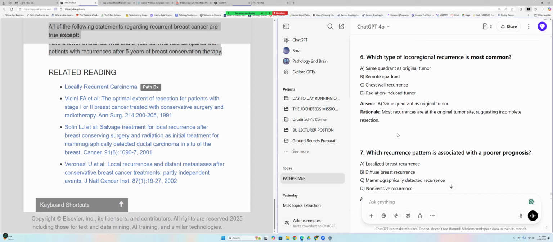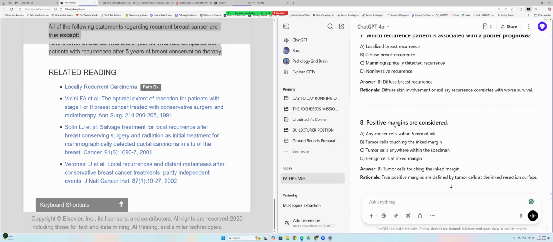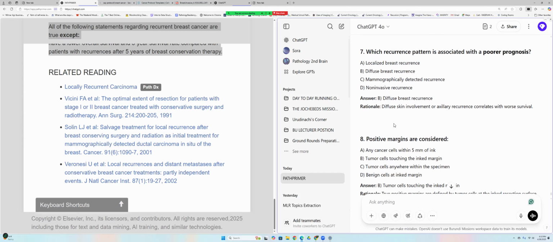Which type of recurrence is most common? Same color as the original tumor. Most are the original tumor cells, suggesting complete resection. Okay. Which recurrence pattern is associated with poorer prognosis? Diffuse breast recurrence. Diffuse skin involvement or arterial recurrence correlates with worse survival.